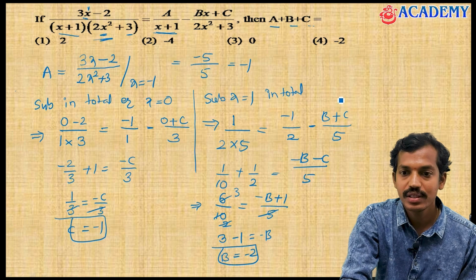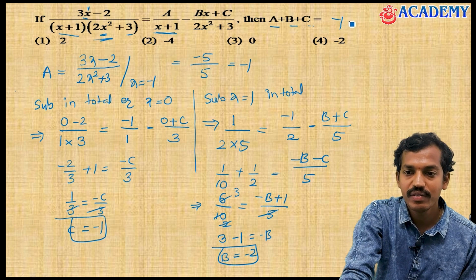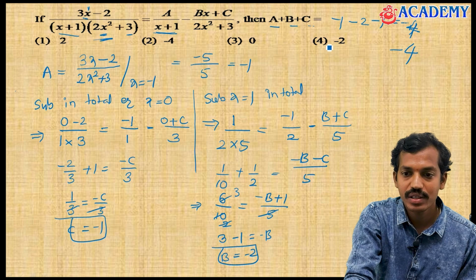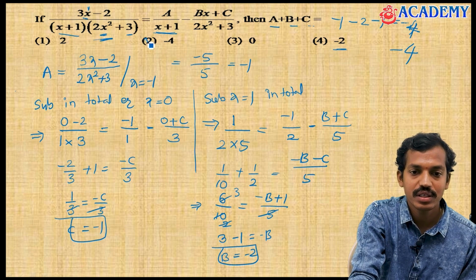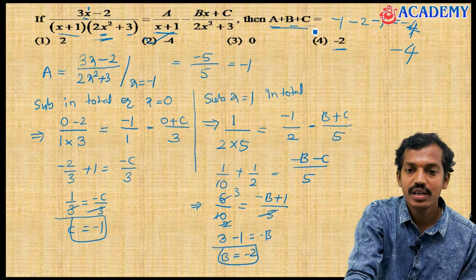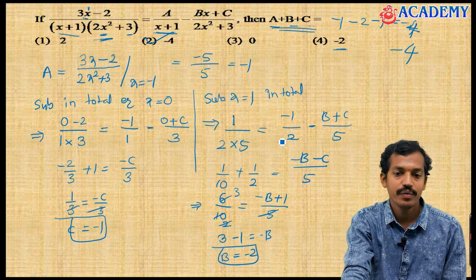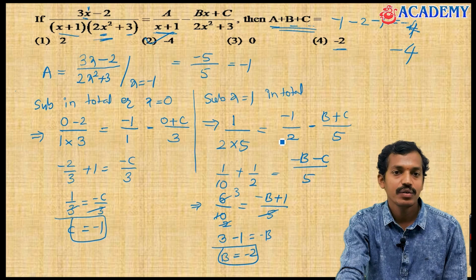Now substitute these values: the a value is going to be minus 1, the b value is going to be minus 2, the c value is going to be minus 1, which is nothing but 4. The answer is going to be minus 4. Here, see, you are having the value minus 2 also, if you find b, it's going to be minus 2, but that's not going to be the answer. You have to completely do the problem, that is a plus b plus c equals minus 4. These are the partial fraction problems we got in ESET 2021.